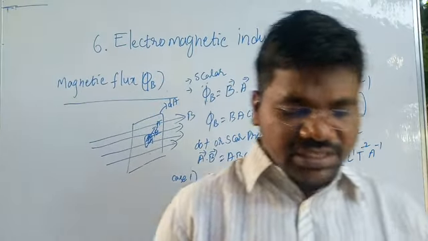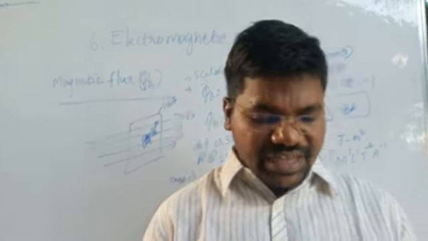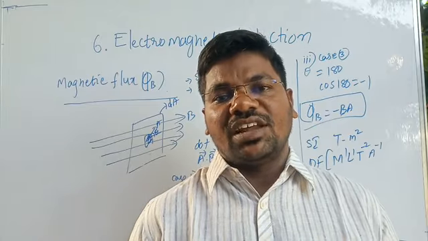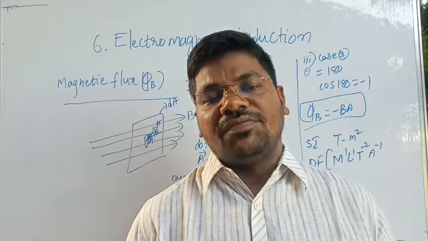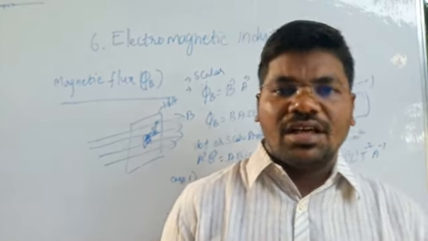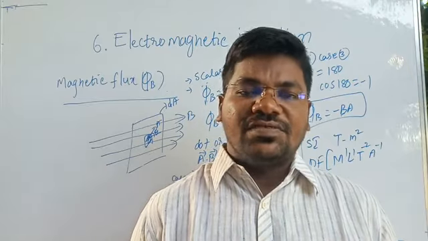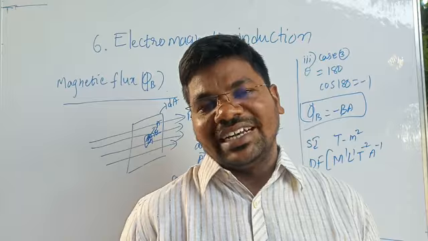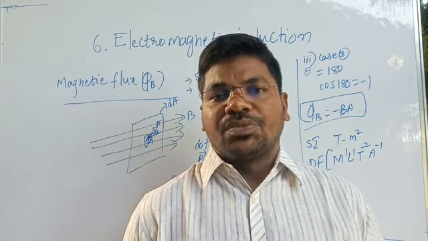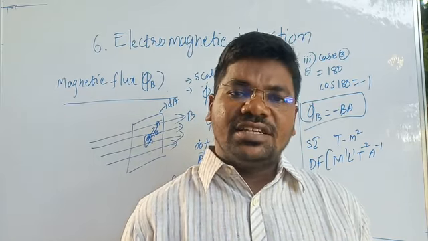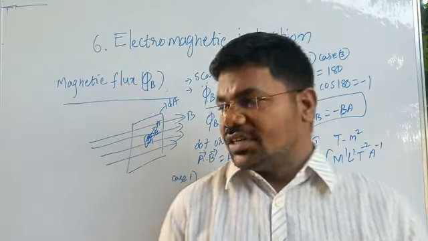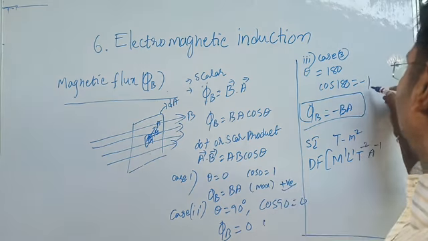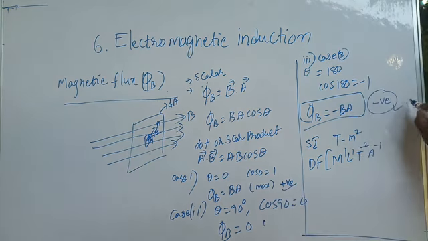Once again, what is magnetic flux? Magnetic flux is defined as the number of magnetic field lines passing through a unit surface area, meaning the field lines pass normally through the surface. Phi equals BA cos theta. This magnetic flux is a scalar quantity. It may be positive, zero, or negative.